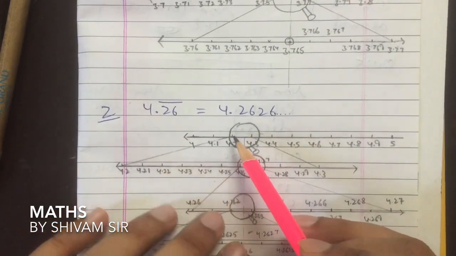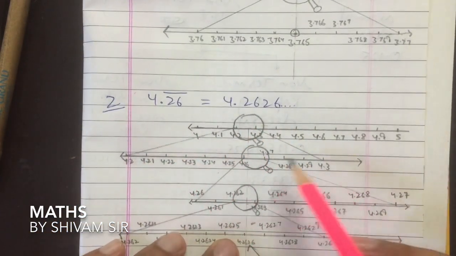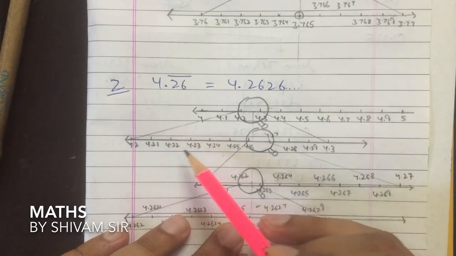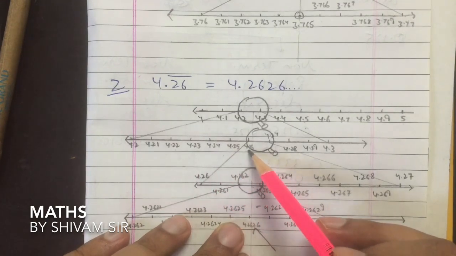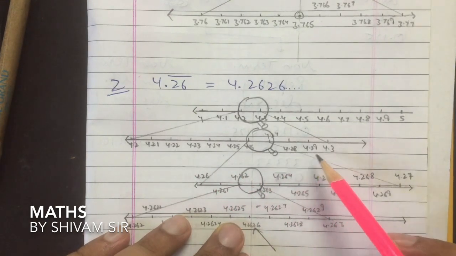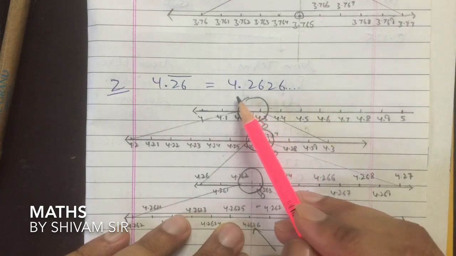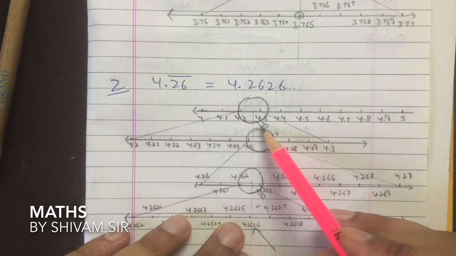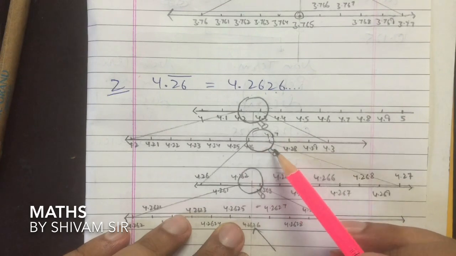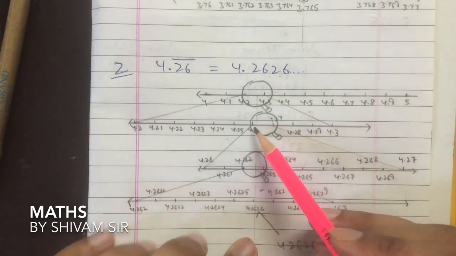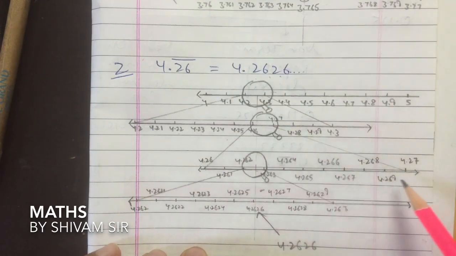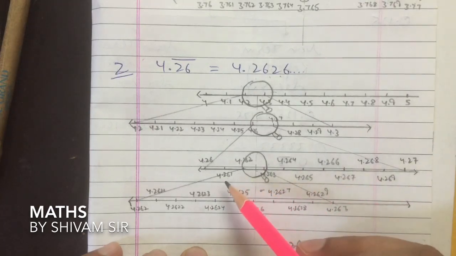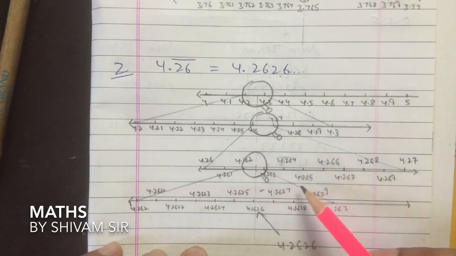The new extreme coordinates will be 4.2 and 4.3. Divide this into 10 equal parts using pencil and scale: 4.21, 4.22, 4.23, 4.24, 4.25, 4.26, 4.27, 4.28, 4.29 and 4.3. This 4.262 will lie between 4.26 and 4.27. Draw a magnifying lens over it and zoom into it. The new extreme coordinates will be 4.26 and 4.27, divided into 10 equal parts: 4.261, 4.262, 4.263, 4.264 and so on.